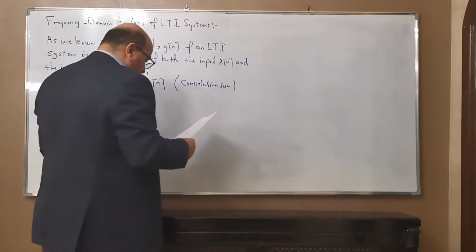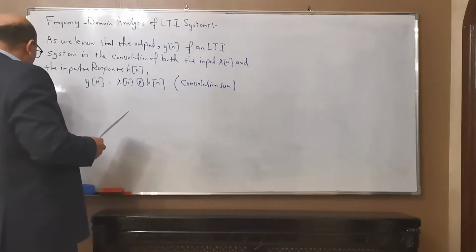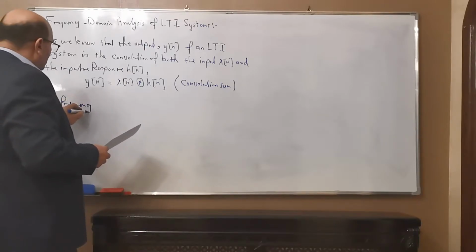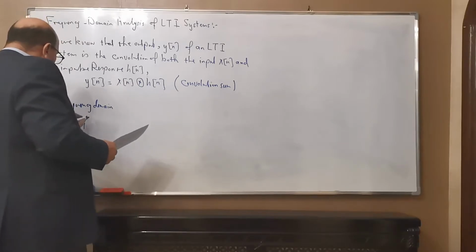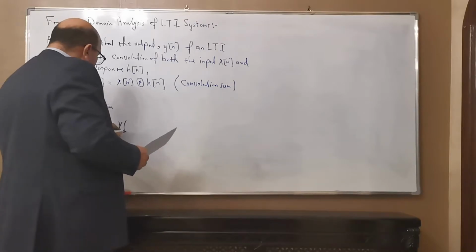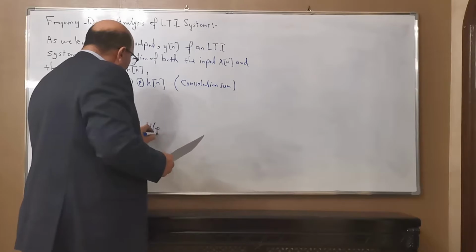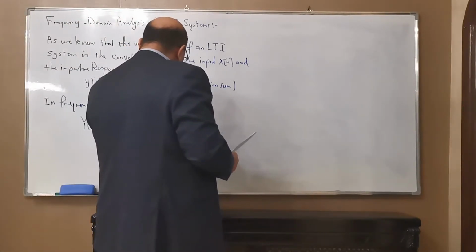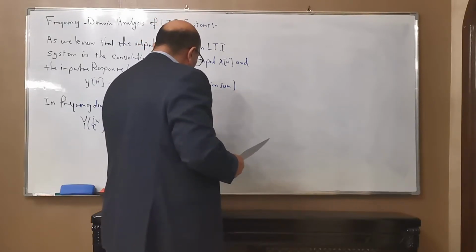Okay. Now, using the theorems that we have in last lecture, we can say that in frequency domain, Y of e^jω equals X of e^jω times H of e^jω. So it's multiplication.